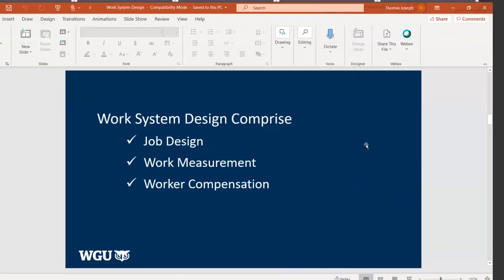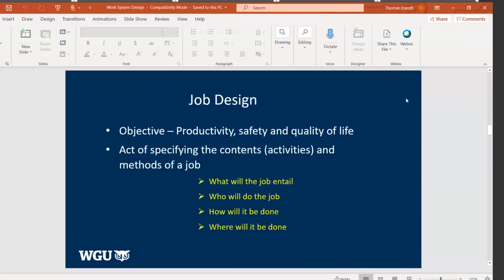Therefore, there are three components or elements within work system design. Number one, there is job design, or how the work or the job is designed. There is work measurement, and there is worker compensation. So we're going to look at each of those three components one by one so we have a better idea of what each represents. So, job design, or designing the job.